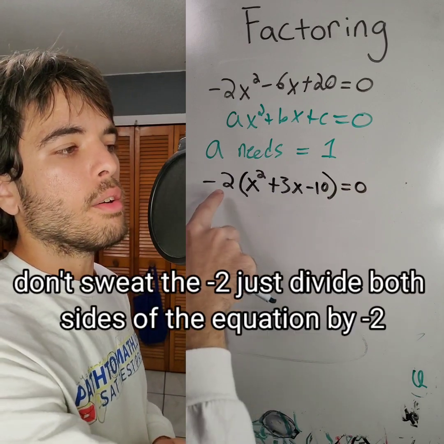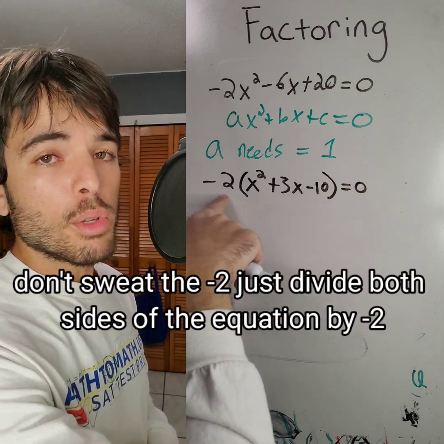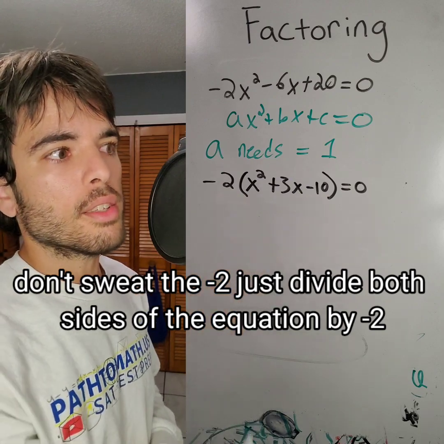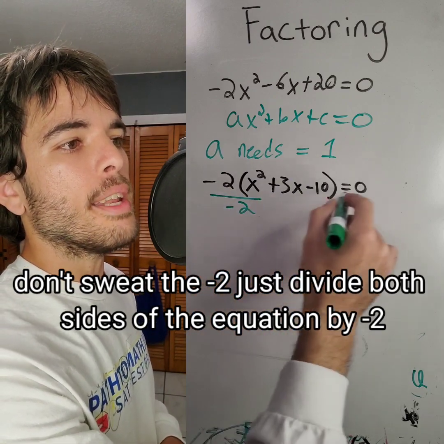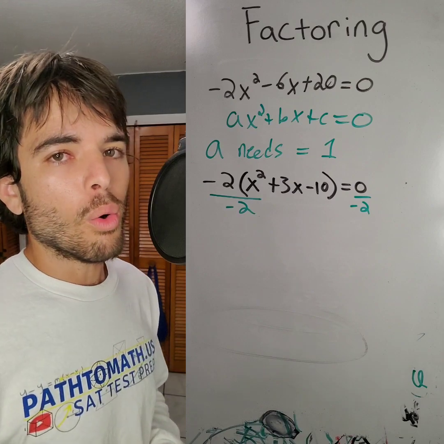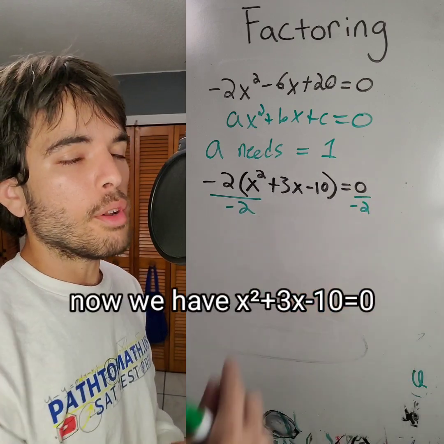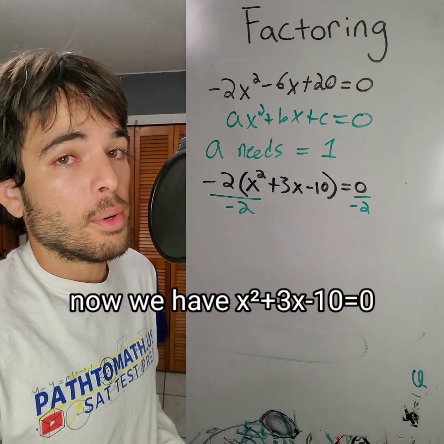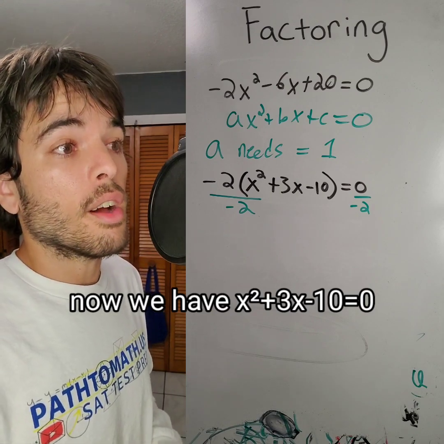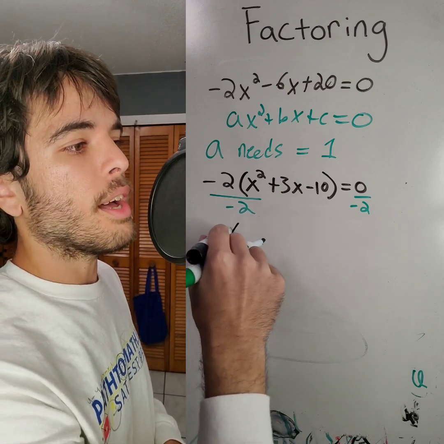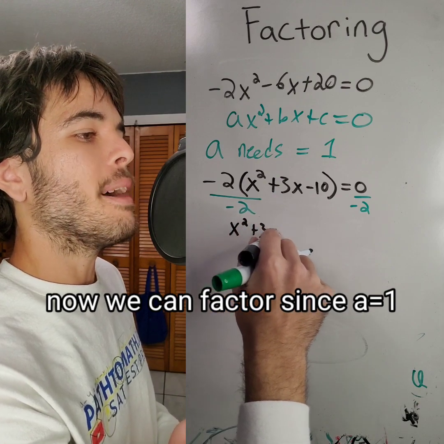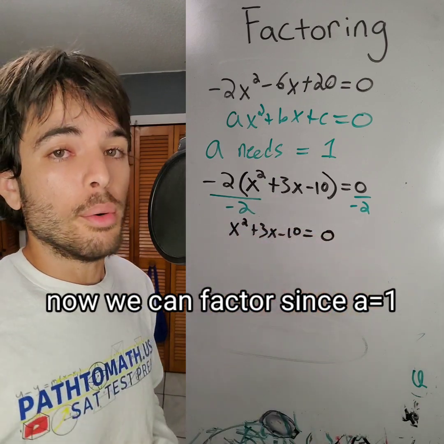Now you might get a little confused about what to do with the -2. It's really simple, guys. You could divide both sides by -2, and I hope you know any number, or 0, divided by any number is just going to equal 0. So we're not changing anything on the other side of the equal sign. We still have x squared plus 3x minus 10 equal to 0.